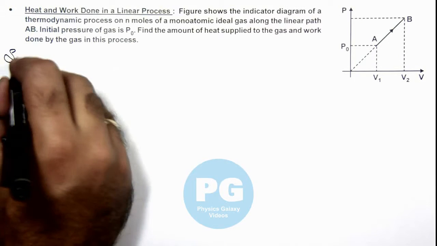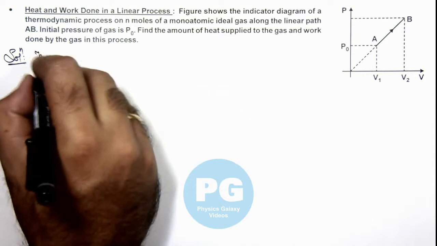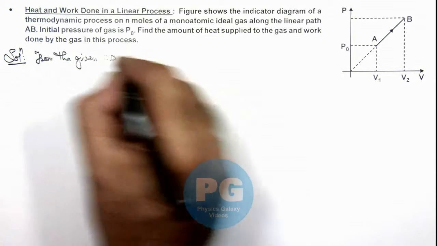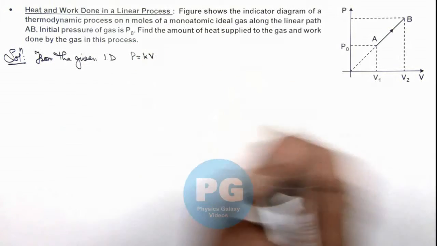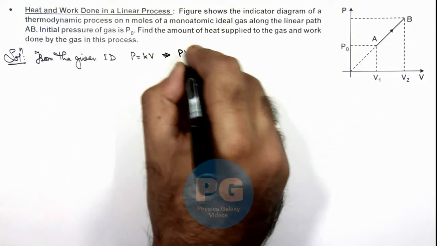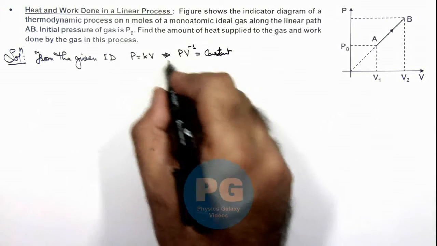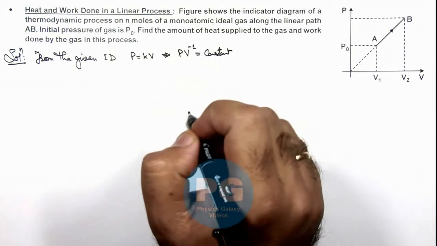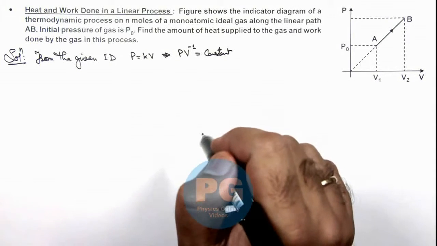Here we can start with the relation in P and V. From the given indicator diagram we can see pressure is given as kV, as there is a linear relationship. This implies PV to the power minus 1 is a constant. So here we can write the polytropic constant is minus 1, as it is PV to the power n equals constant form. So this is a polytropic process in which the molar specific heat of the gas will be a constant.